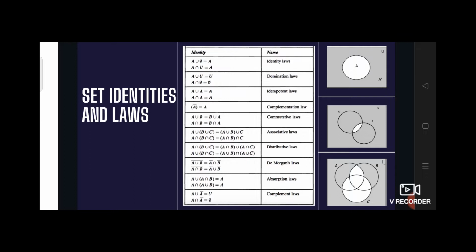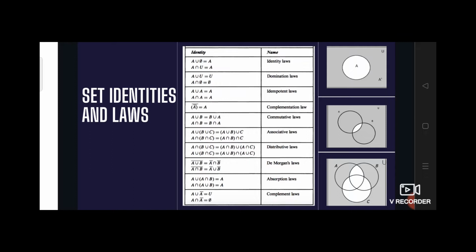Coming to the idempotent laws, they are laws with itself. We see A union A is A, and A intersection A is A, which is trivial. And then coming to the complementary laws, they are laws related to complement, as in consider A complement. It consists of everything except A. Now the complement of A complement will mean it should consist of A and exclude everything else.